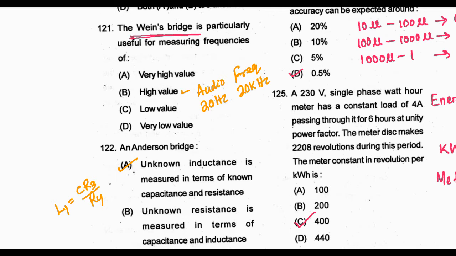So this is high value, not very high value or low value, because if we consider very high value, this will be in terms of megahertz, and low value means lower than 20 hertz, like 1 hertz, 2 hertz. Very low value means less than 1 hertz or 0 hertz, that is a DC signal. So here the answer is high value.